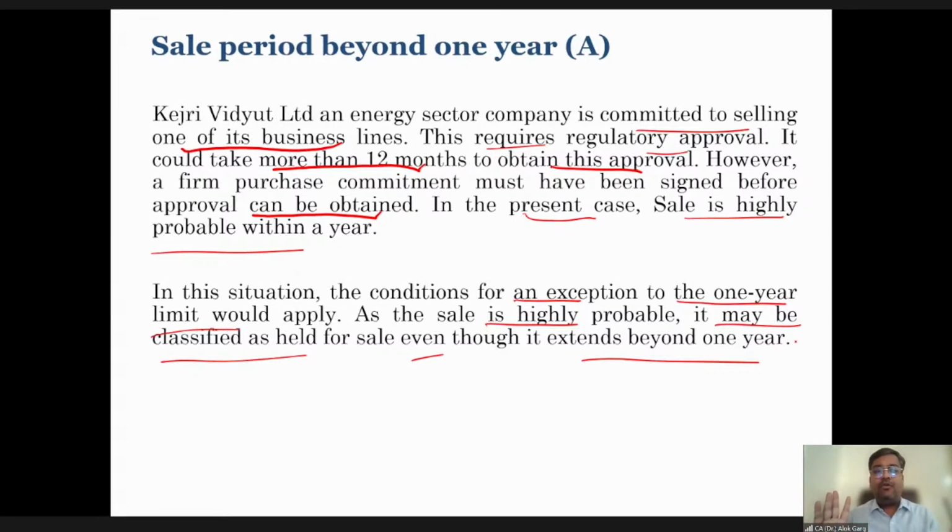Okay. So the concept is, if there is a binding agreement and there is a delay due to circumstances outside the entity's control, or the delay is due to the buyer's condition or a third party condition, in that case there is an exception to the 1 year rule, and even though it is extending beyond 1 year, it will still be classified as sale is highly probable, right?